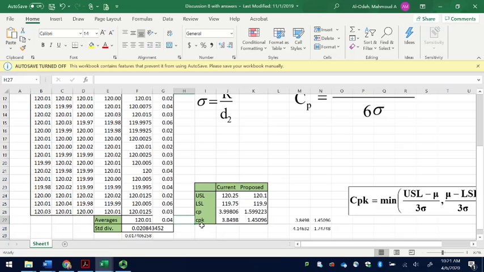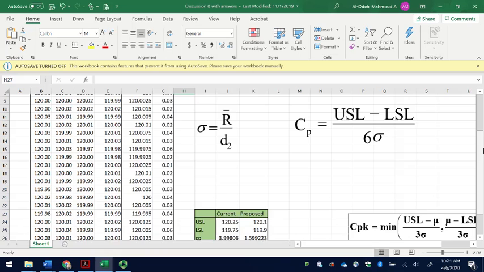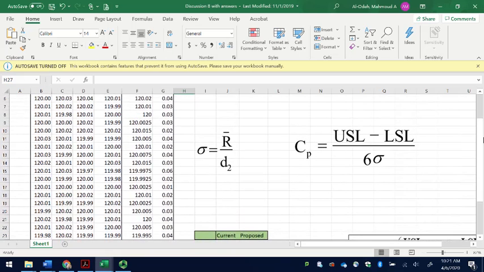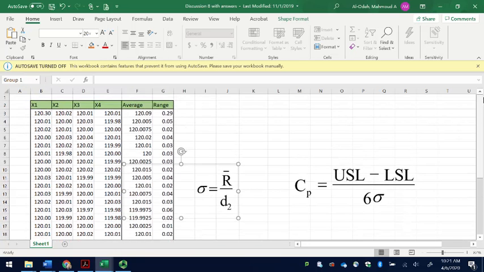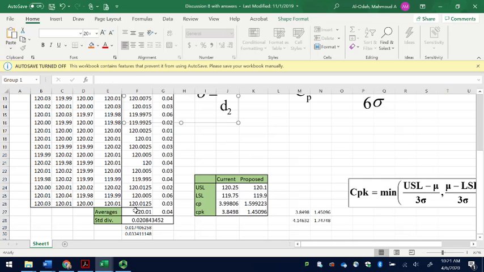The first thing that you want to do is the standard deviation. And the standard deviation, if you remember, we have an equation in the slides. The sigma is equal to R average divided by D2. And D2 can be found in Appendix 2. You could go there and find, if you have a number of observations of 4, the D2 would be equal to 2.059. So if we divide the average of the R's, which is 0.4, by the value of D2, 2.059, that would give you the standard deviation.